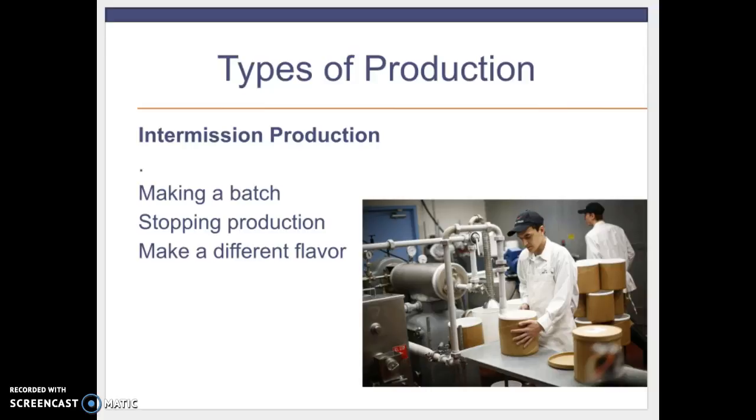Intermittent production is often called batch production or production by lots. Food manufacturers will run a batch of one flavor, then stop production, clean out the machines, and produce another type.